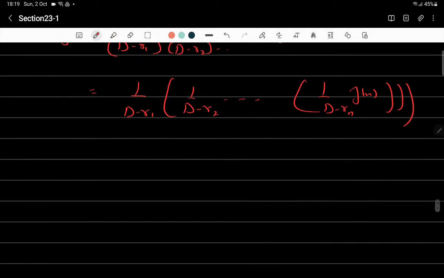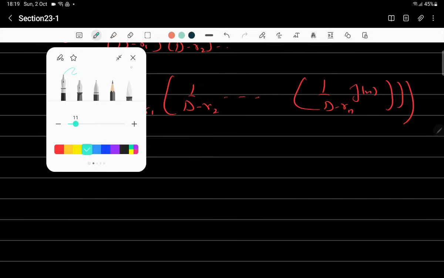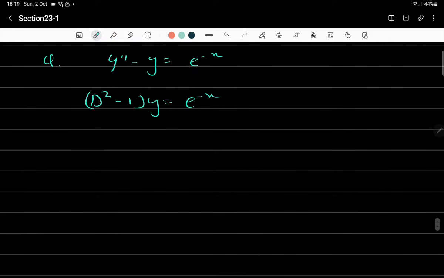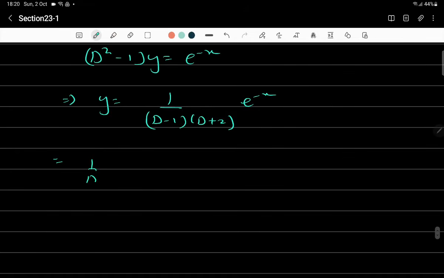It would be clear once we do a few examples. Let's try the first example. Solve y double dash minus y is equal to e raised to the power minus x. First thing, if I have to use the operator method, I should write it in operator form: D square minus 1 applied to y is equal to e raised to the power minus x. That becomes y is equal to 1 by D minus 1, D plus 1 of e raised to the power minus x. Now successive integration says that I should handle one at a time. So this is, sorry, D plus 1.